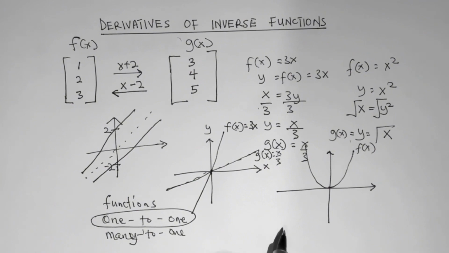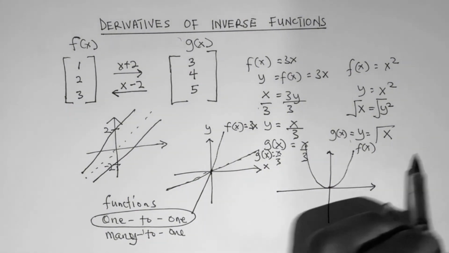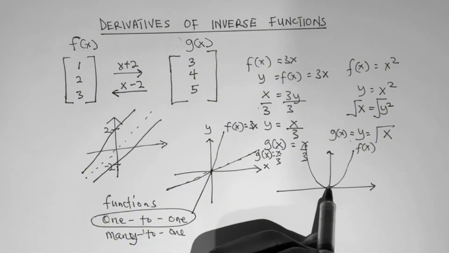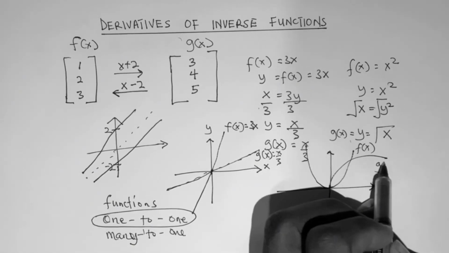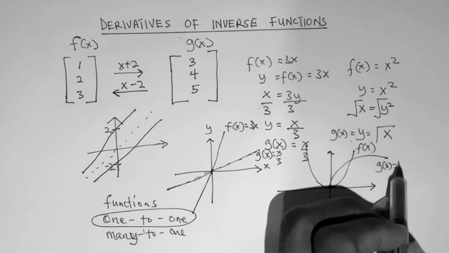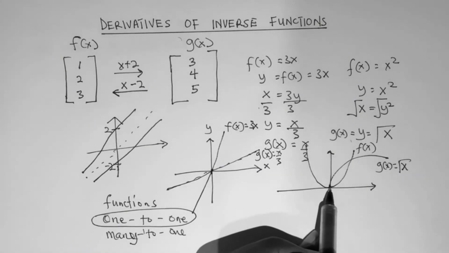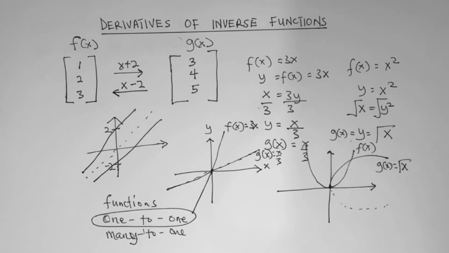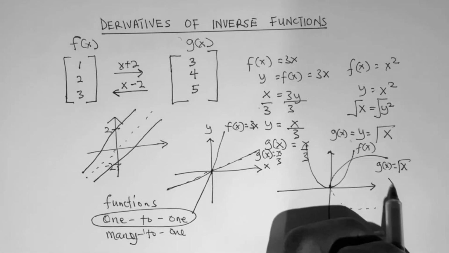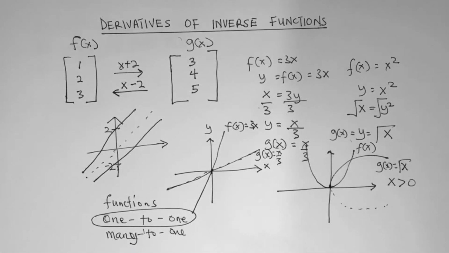So in this case, if we were to sketch the graph of y equals root x, it's going to look like this. So this is the graph g of x equals root x. However, you see that if we were to extend it, it will have this part, which will not pass for a function, and therefore we need to restrict it to x greater than 0.